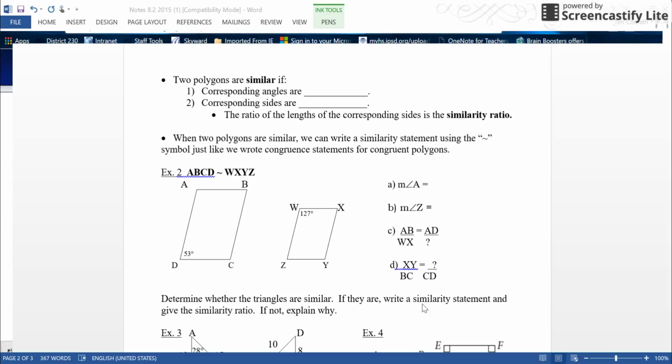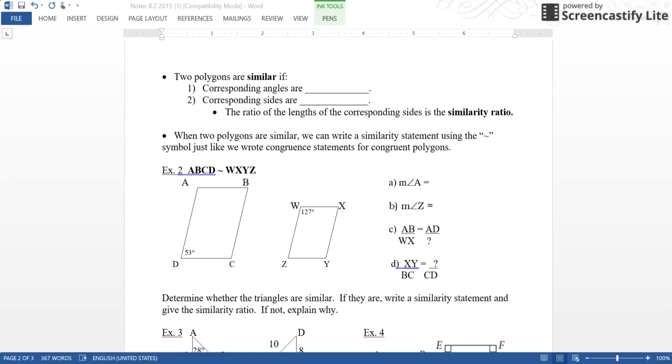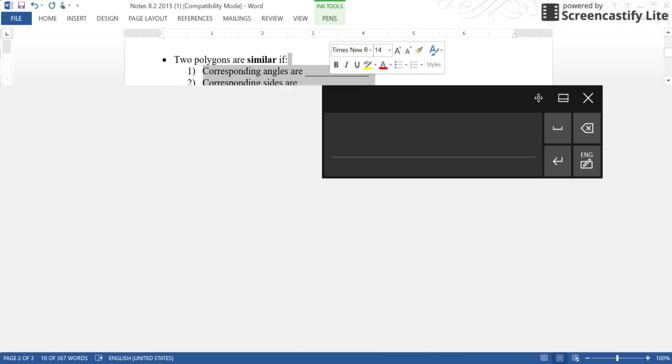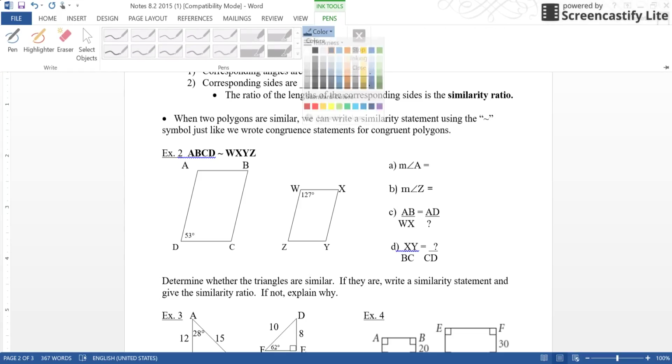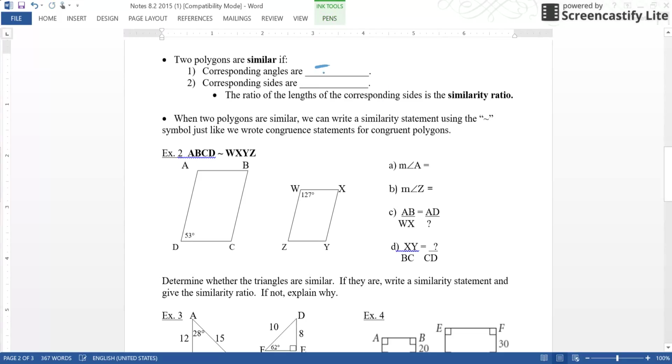Okay, here is 8.2. We're starting on the second page here. And corresponding angles. Corresponding angles are congruent. And the corresponding sides are proportional. Okay?